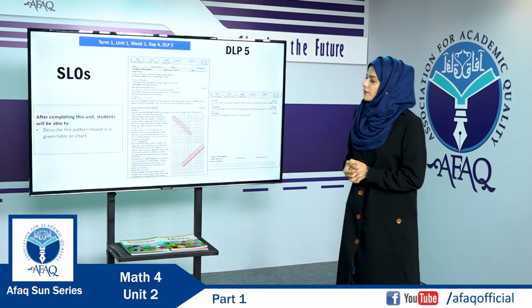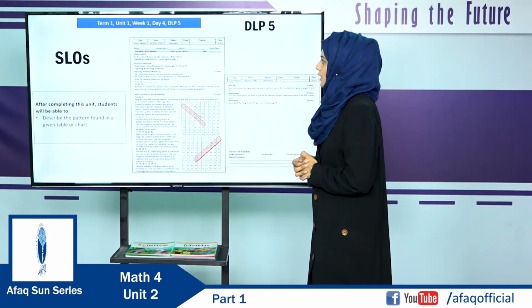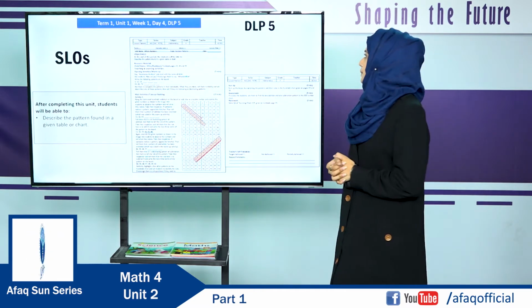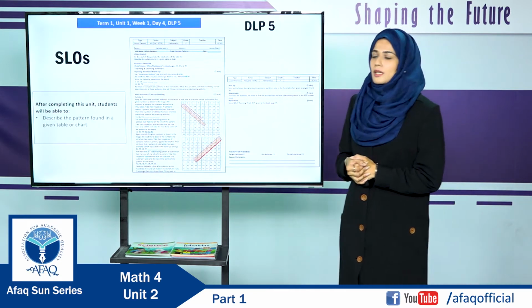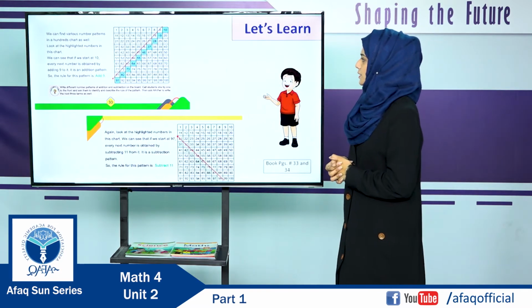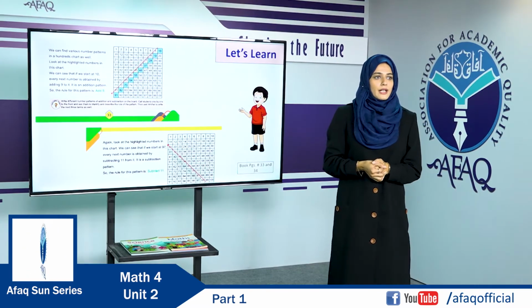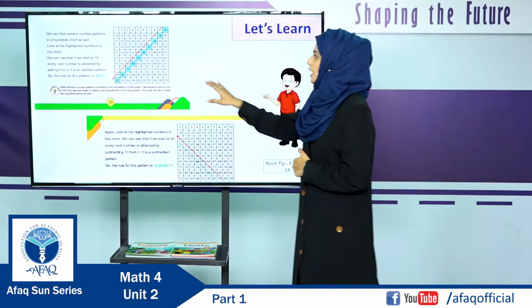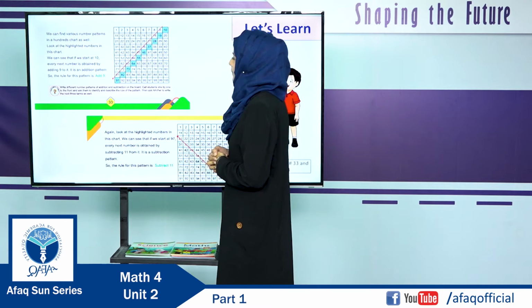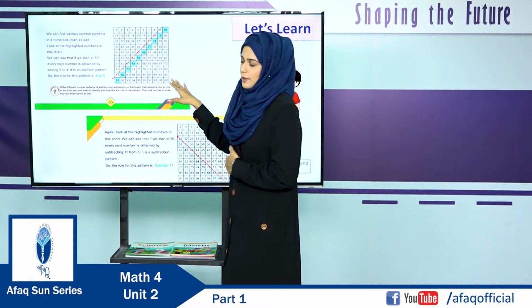Describe the pattern found in a given table or a chart. To cover this, the methodology has been provided in DLP5, which falls in term 1, unit 1, week 1, day 4. Let's see the questions. On page number 33 and 34, here are the charts displayed. Okay, you have to find the various number patterns in a 100 chart as well.